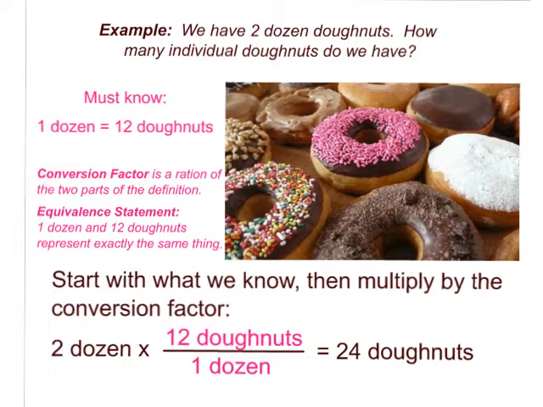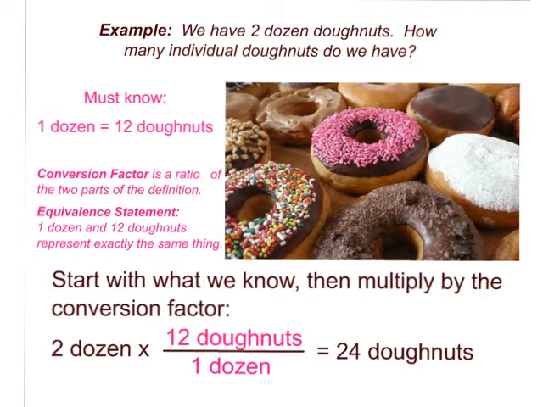We call it a conversion factor, a ratio of the two parts of the definition. I realized I misspelled ratio. And it's also called an equivalence statement. 1 dozen is equal to 12 donuts. 1 dozen and 12 donuts represent exactly the same thing. They are equal. It's an equivalence statement.